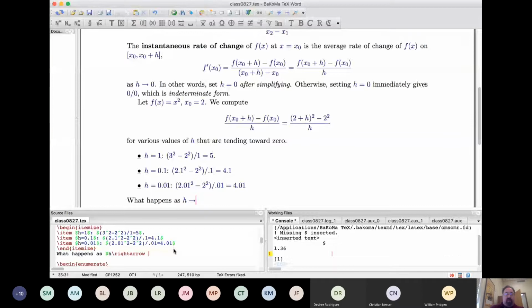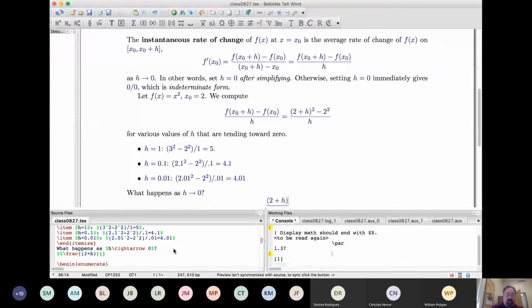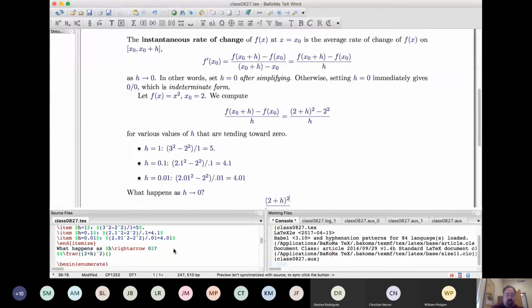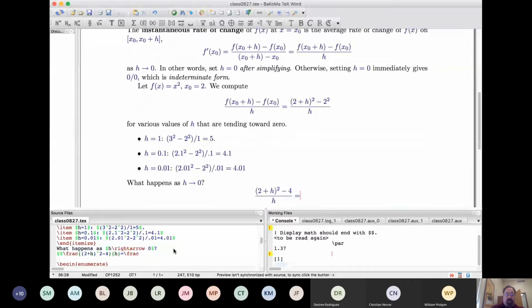So then what happens is my fraction is 2 plus h squared minus 4 all over h. So I can FOIL this out. So that would be 4 plus 4h plus h squared.